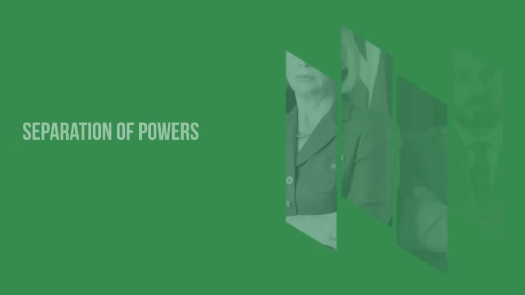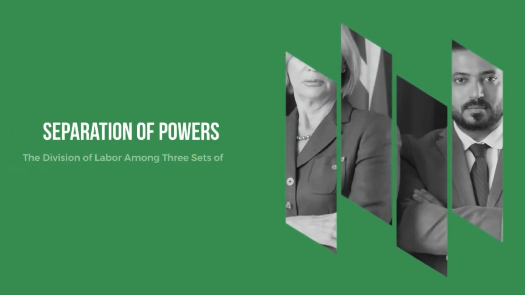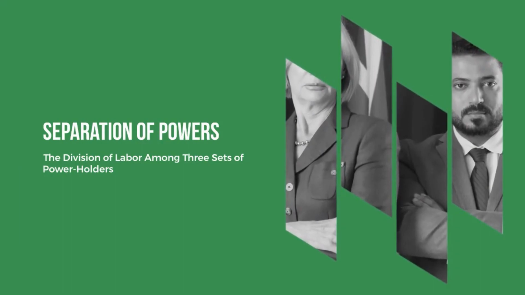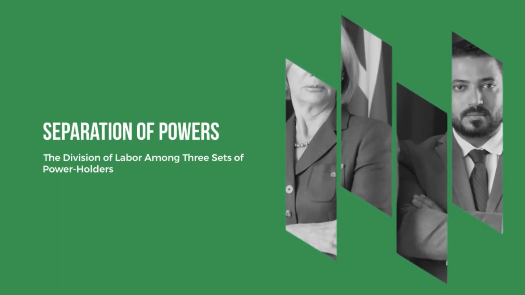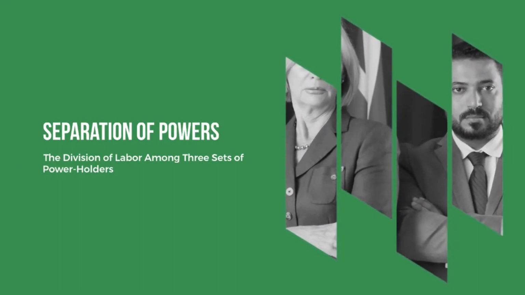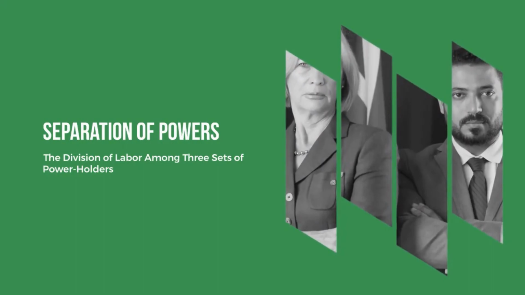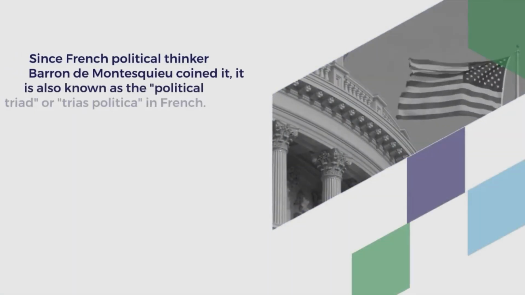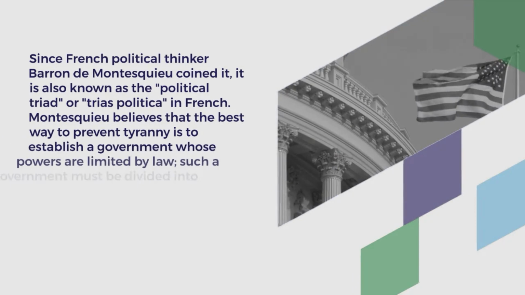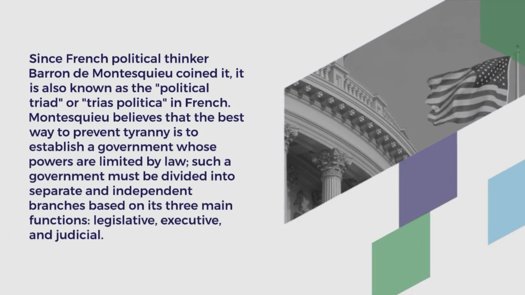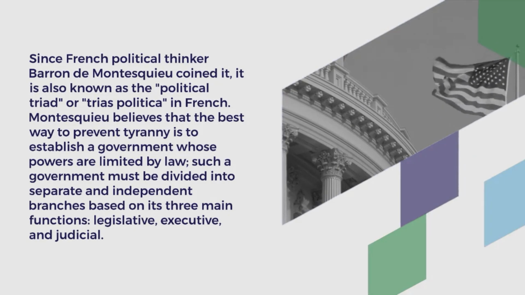Number 4. Separation of powers. The division of labor among different power holders. Since French political thinker Baron de Montesquieu coined it, it is also known as the political triad, or trias politica in French. Montesquieu lived in the 18th century. He believed that the best way to prevent tyranny is to establish a government whose powers are limited by law. Such a government must be divided into separate and independent branches based on its three main functions: legislative, executive, and judicial.